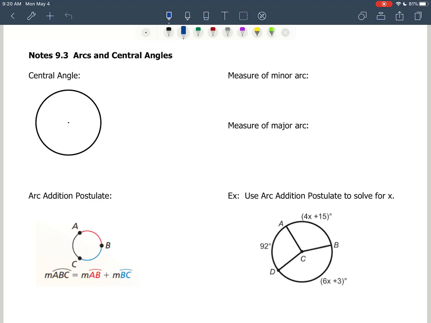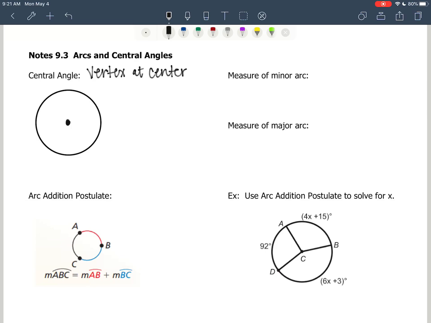Okay, we have here arcs and central angles that we're going to be talking about. A central angle is an angle whose vertex is at the center. So the vertex is at the center. Here's our center. The sides of the angle are 2 radii. So the sides are made up of 2 radii.